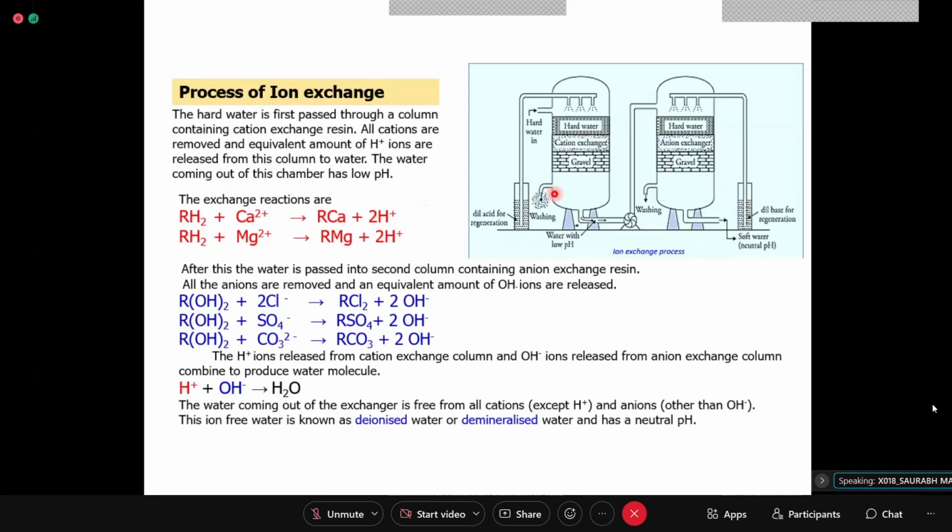This process of water softening relies on the principle that the hardness causing salts are getting exchanged with the resin, on the surface of the resin.